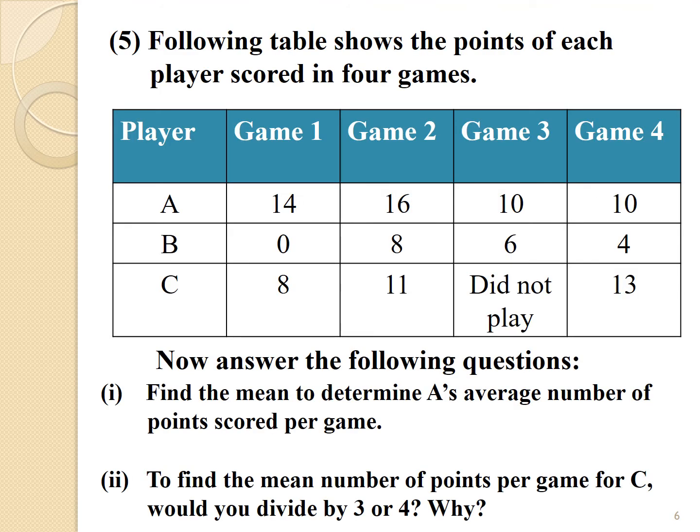Question number 5. Following table shows the points each player scored in 4 games. Students, observe this table and answer the given questions. Students, you will get the answers from the given table. So, you have to observe the table carefully. You have to read the question, understand it and solve the given question. So, now, let's solve the questions.